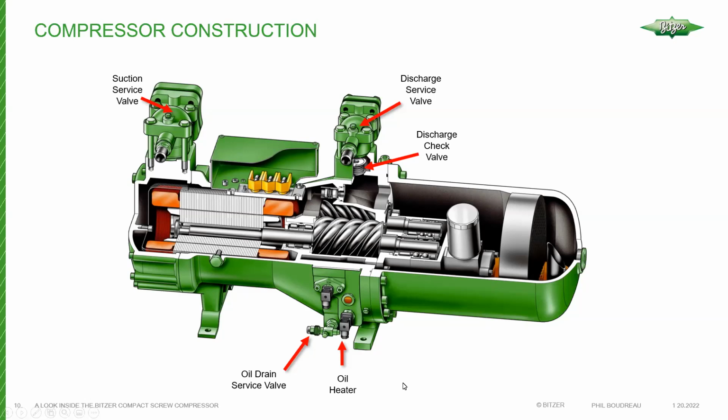So we have the oil service drain or service valve here for draining the compressor, for charging the compressor. There's also another port generally under the motor barrel here. So if you're doing a full oil change, you can drain the oil out of the compressor. Any residual oil that may be sitting in the bottom of the motor barrel here, you can drain that out as well. There's an oil heater here.